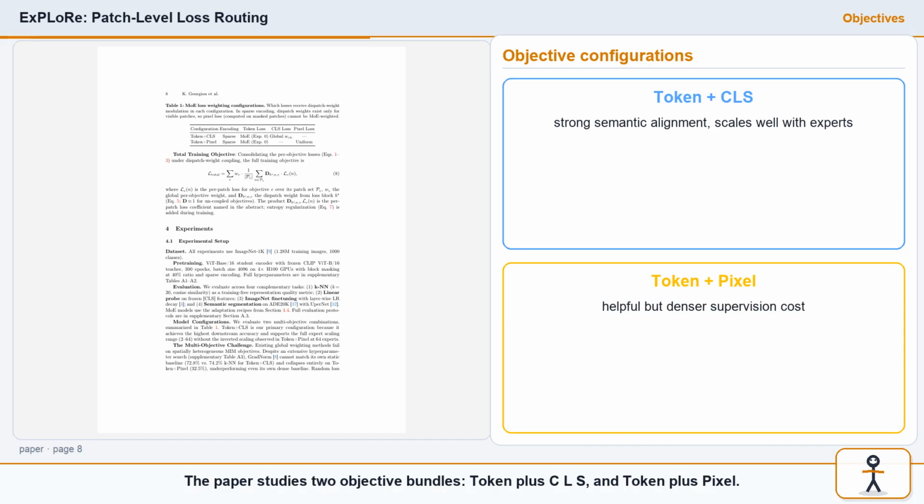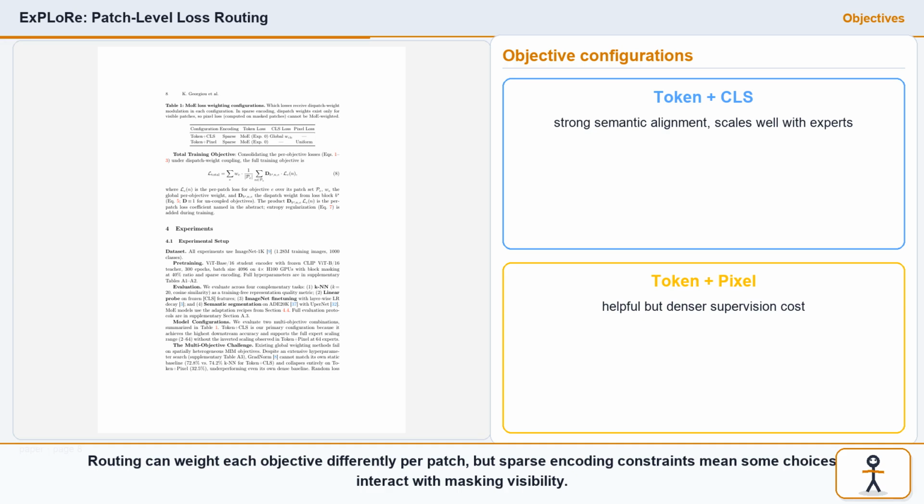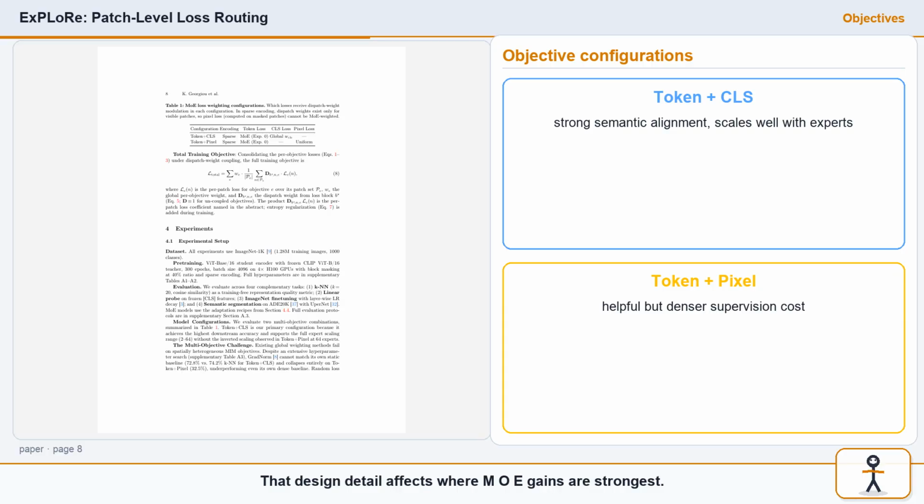The paper studies two objective bundles, token plus CLS and token plus pixel. Routing can weight each objective differently per patch, but sparse encoding constraints mean some choices interact with masking visibility. That design detail affects where MoE gains are strongest.